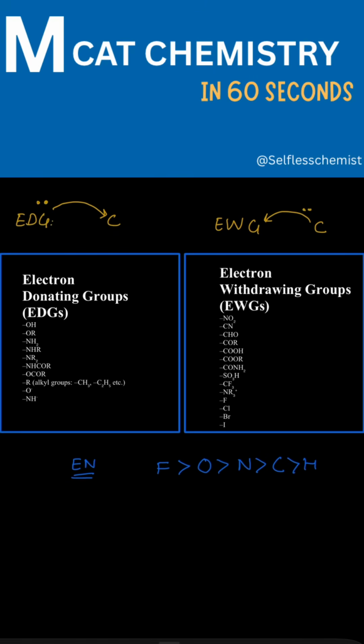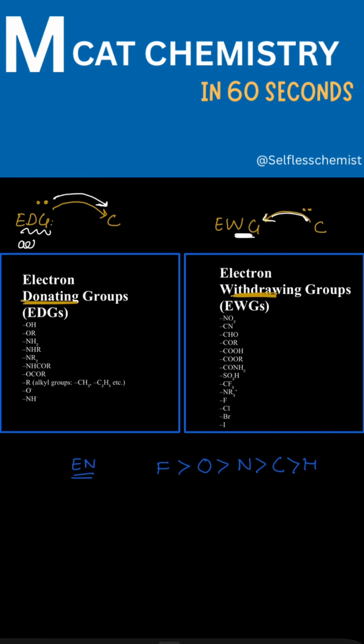Hi guys, have you ever been confused about the electron donating groups and the electron withdrawing groups? So let's just make them super easy for you. The electron donating groups are the groups that can push the electrons toward the carbon chain. Meanwhile, the electron withdrawing groups pull the electrons of the carbon chain toward themselves. So they are the electron withdrawing groups and the electron donating groups.